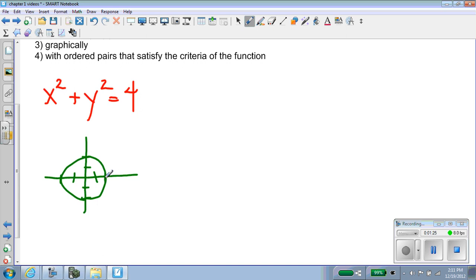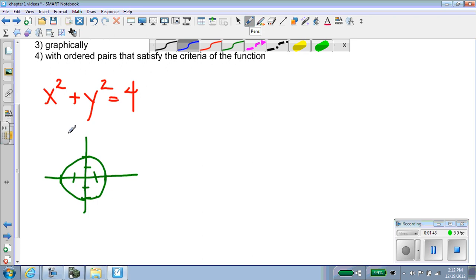I can see that more than one element in the range has been assigned. So when x is 1, there's y up here and y down here. So it's not meeting the definition of function. It is also not meeting the graphical sort of necessity of function.